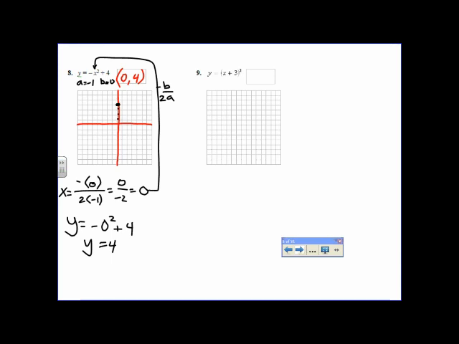We have to put a point at 0, 4, 1, 2, 3, 4. And take a look at the fact that A is negative. If A is negative, this is a parabola that's going to open downward. It looks like this.